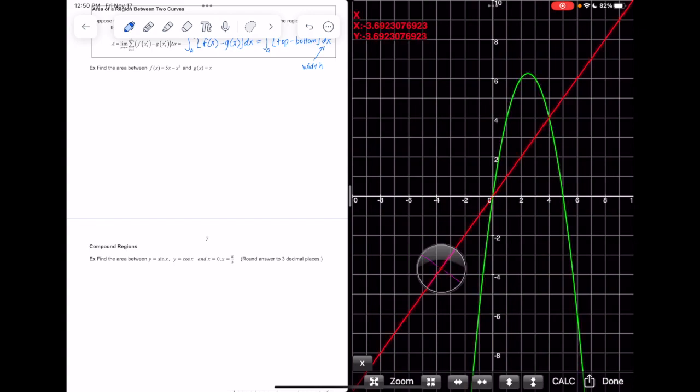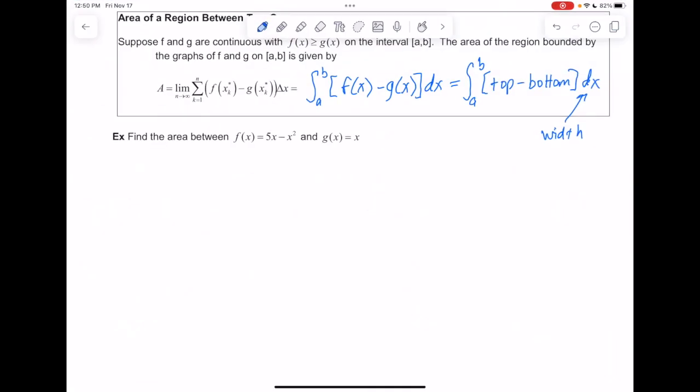So here's our first intersection, and then from here to the next intersection, we're trapping some area between that parabola and the line. So that's the area that we're trying to find. Looks like the parabola is the top function and the line is the lower function. So now, how do you go about getting this area?